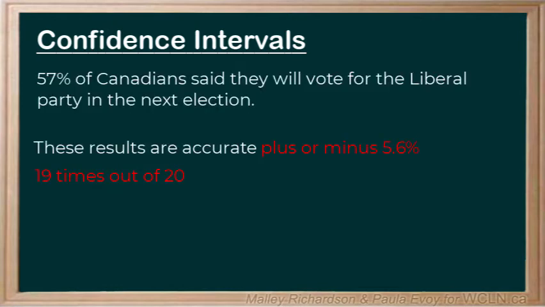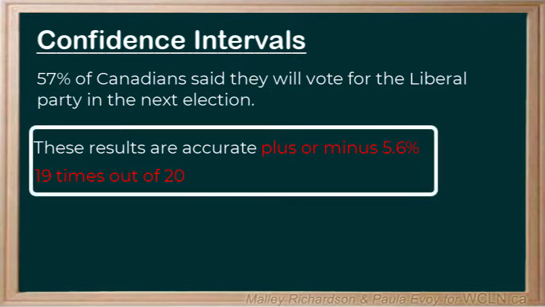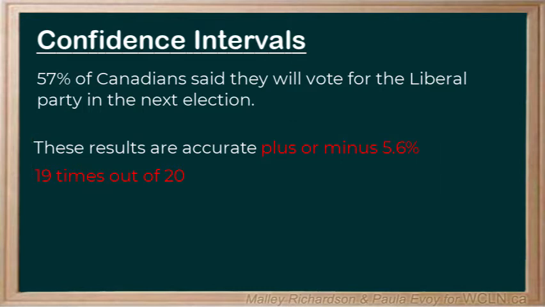For example, before voting, 57% of Canadians said they will vote for the Liberal Party in the next election. These results are accurate with plus or minus 5.6%, 19 times out of 20. But what does this mean?